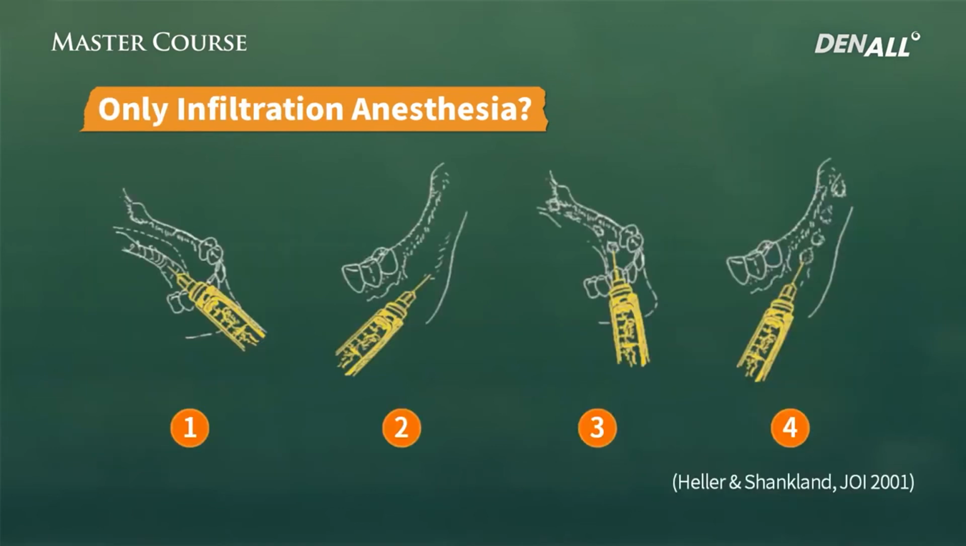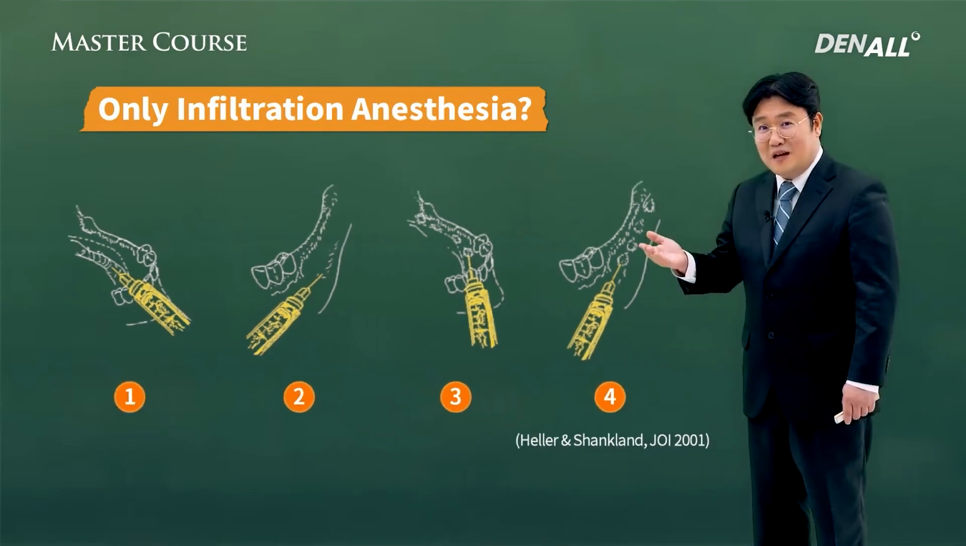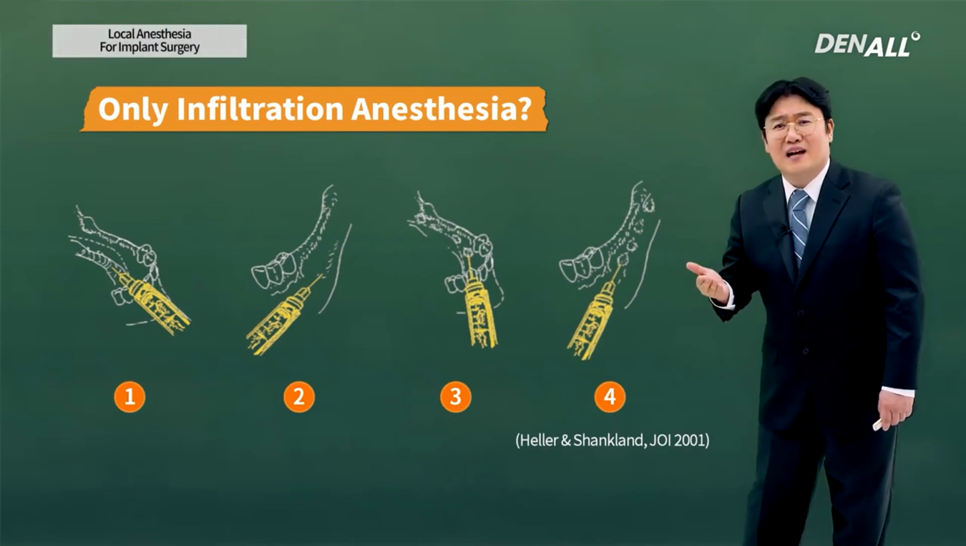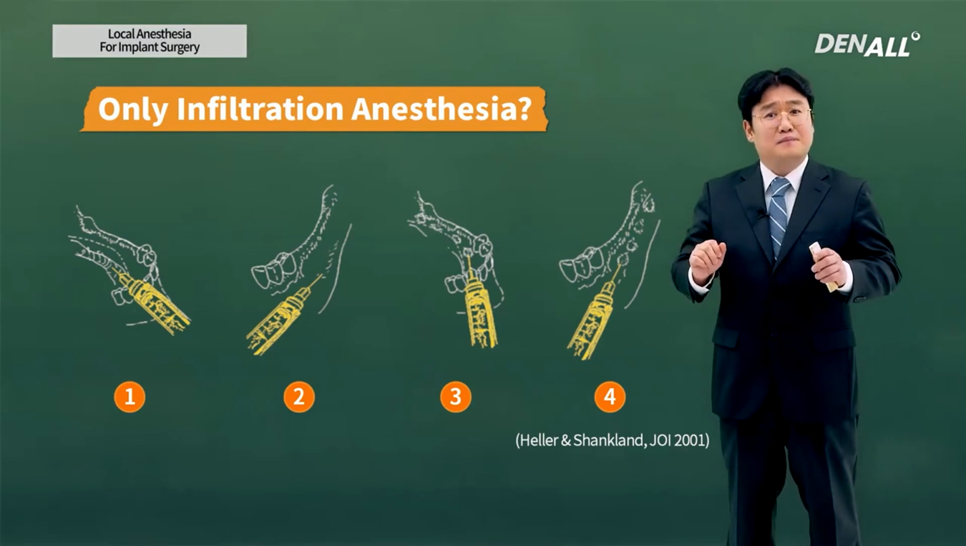Not only me, but other papers also talk about this. If you look at number 1, on the lingual side, infiltration anesthesia is injected. On the buccal side, the infiltration anesthesia is injected. And number 3, infiltration is done a little bit higher. And number 4, at a little higher place buccally, the infiltration anesthesia is injected. Why do we do that? To avoid inferior alveolar nerve blocking. Why not block?